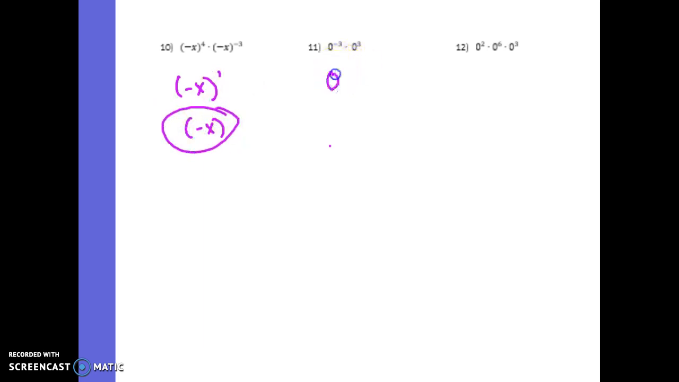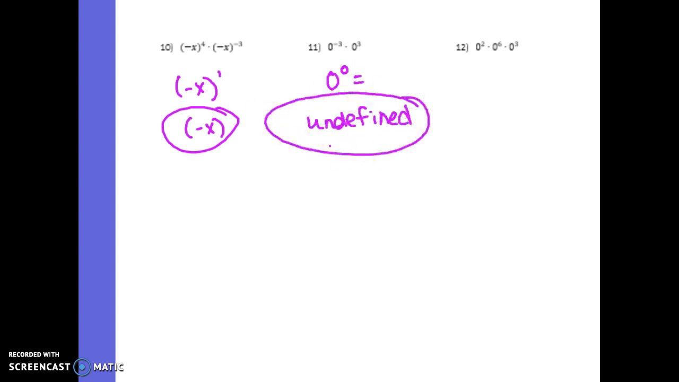This would be 0 to the 0 power. Well, if you try 0 to the 0 power on your calculator, you're going to find out that this is actually undefined. Okay, so 0 to the 0 power is undefined. But now we've got 0 squared times 0 to the 6th times 0 cubed. If we add the exponents, we end up with 0 to the 11th power. 8 plus 3 is 11. That's going to be equal to 0. Okay, so 0 to any power except for 0 to the 0 would just be 0.